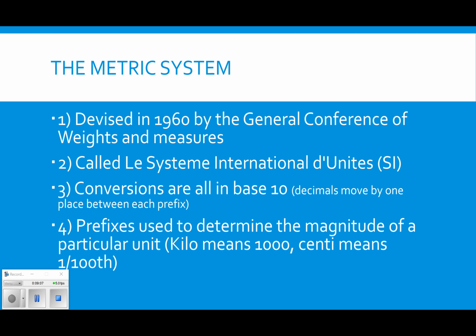But the conversions in this system are all in base 10, meaning that the decimal only moves by one place between each different prefix. We count up to 10, we have a different prefix. We count up to 100, we have a different prefix. And all of our numbers are based in that standard of 10. These prefixes are used to determine our magnitude of a particular unit. So we know that kilo always means 1,000. Or centi means 1/100th. Or the kind of the opposite of kilo, 1/1000th would be milli.